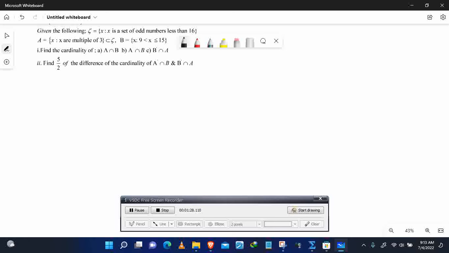So we consider the solution here. We notice in this particular question that the first thing we have to do is list the sets, the elements of every one of the sets.